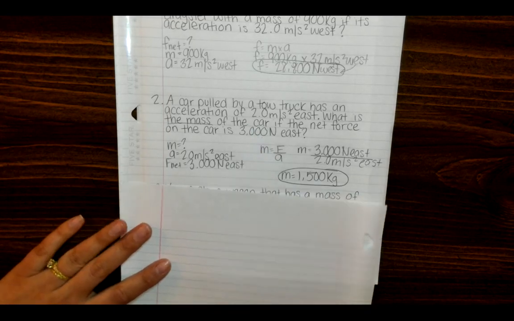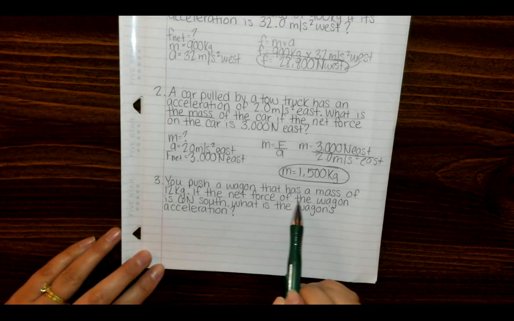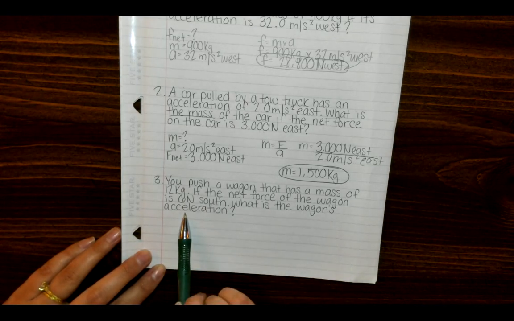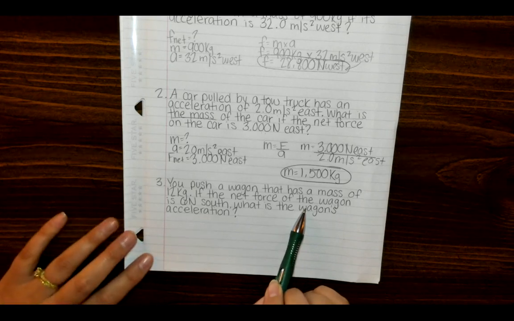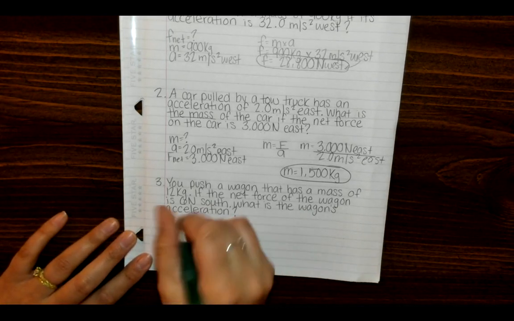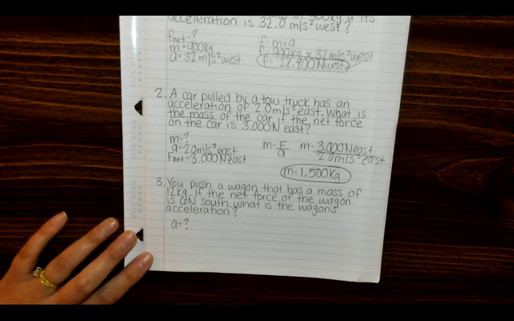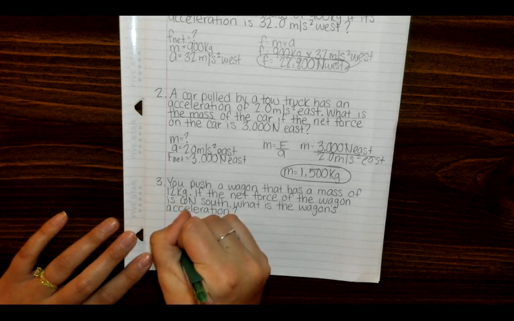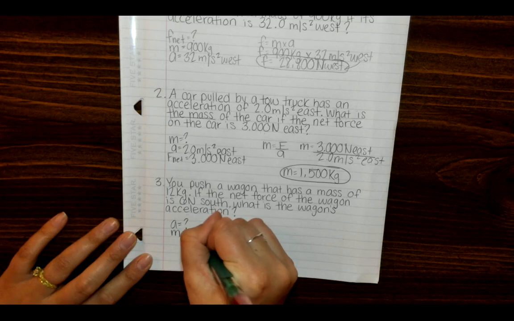All right, last one. You push a wagon that has a mass of 12 kilograms. If the net force on the wagon is 6 newtons south, what is the wagon's acceleration? So right now we know what we need to look for. It says, what is the wagon's acceleration? So A is going to be our unknown variable. It says you push a wagon that has a mass of 12 kilograms, so our mass, or our M, is going to be 12 kilograms.